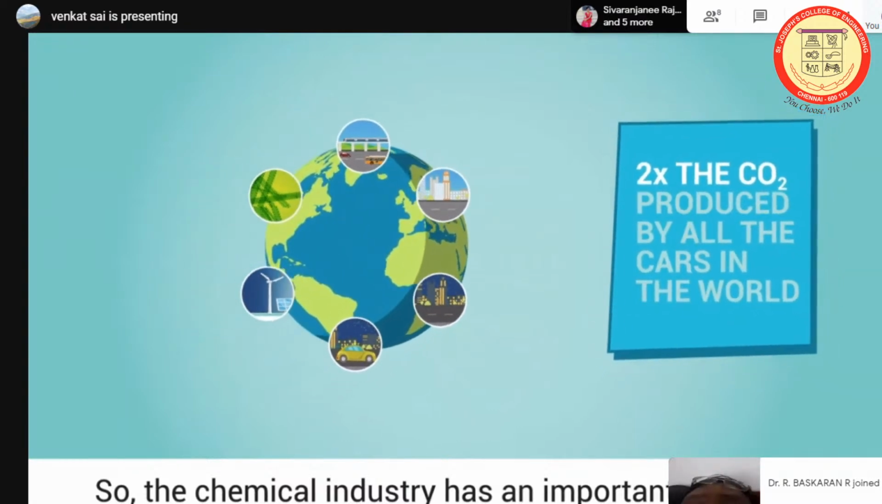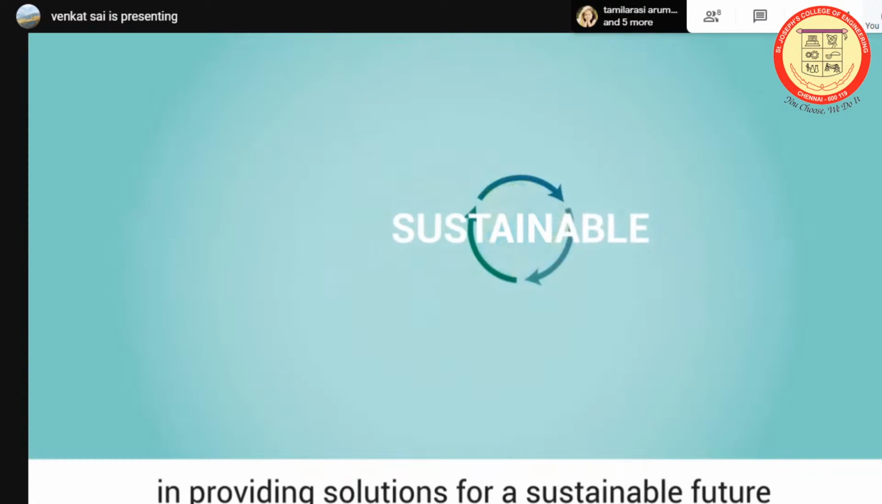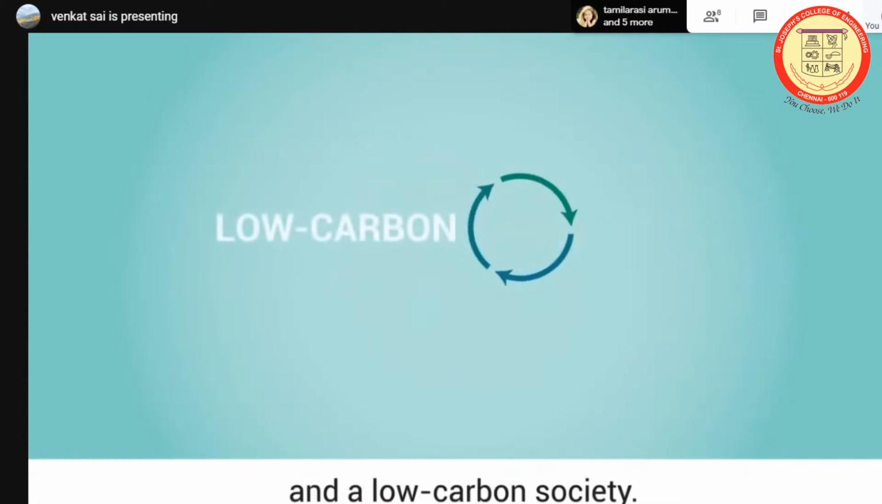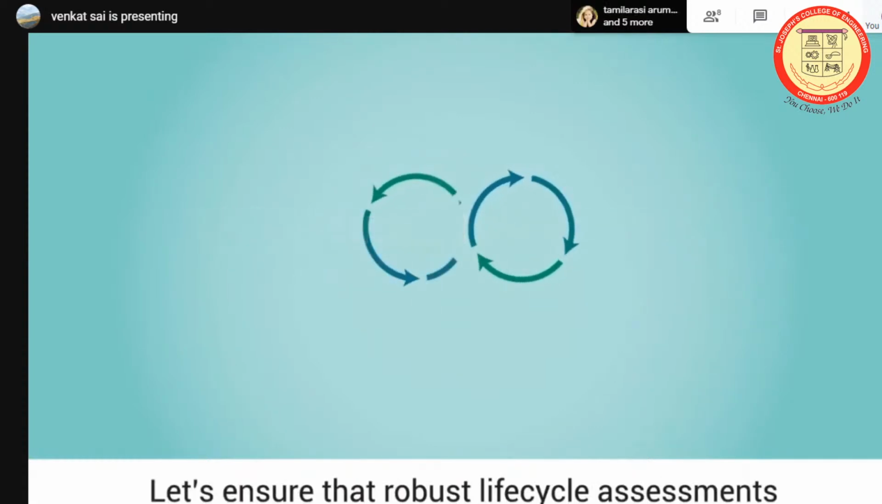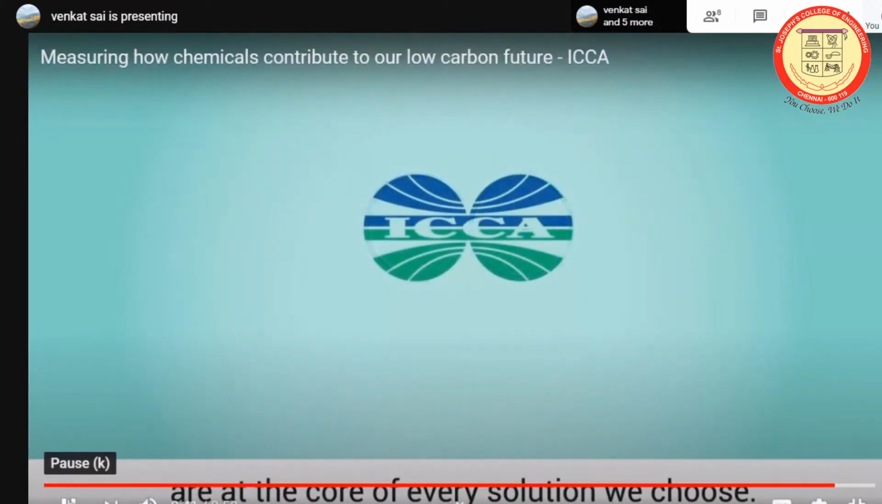So, the chemical industry has an important role to play in providing solutions for a sustainable future and a low-carbon society. Let's ensure that robust life cycle assessments are at the core of every solution we choose.